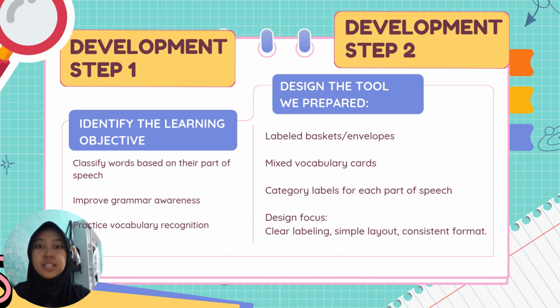Okay, the next slide is development step 1. Identify the learning objective: classify words based on their part of speech, improve grammar awareness, and practice vocabulary recognition. And development step 2 is design the tool. We prepare labeled baskets or envelopes, mixed vocabulary cards, and category labels for each part of speech. The design focuses on clear labeling, simple layout, and consistent format.